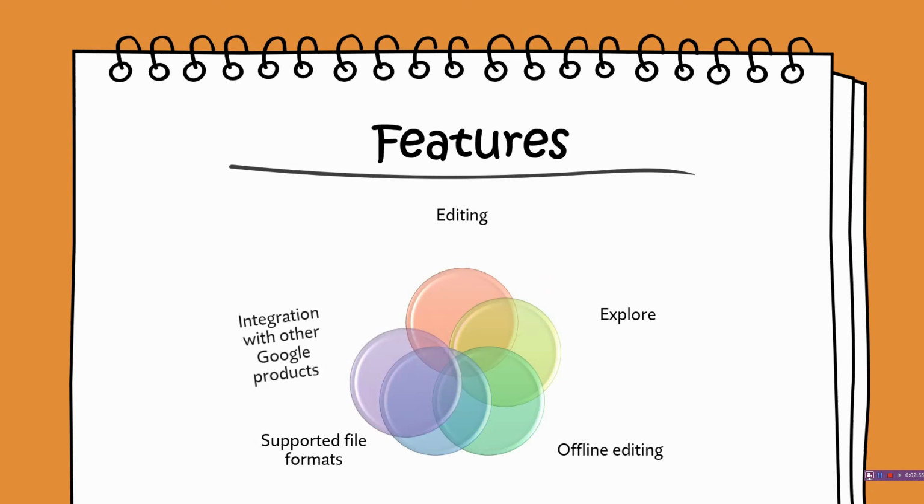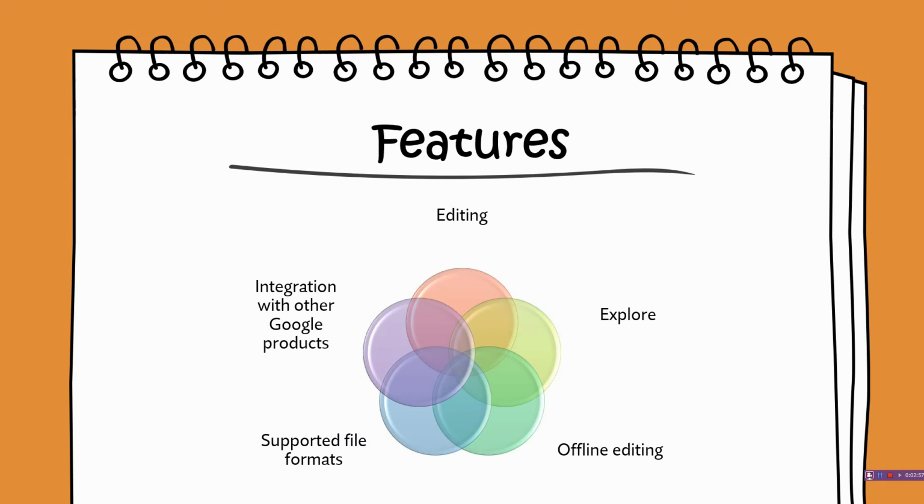Next one is integration with other Google products. Google Sheets can be integrated with other Google products such as Google Forms, Google Finance, Google Translate and Google Drawings. For example, if you want to create a poll or questionnaire, you can input the questions in Google Forms and then import the Google Forms into Google Sheets. So integration means there is a combination. You can use other Google products also with this Google Sheet.